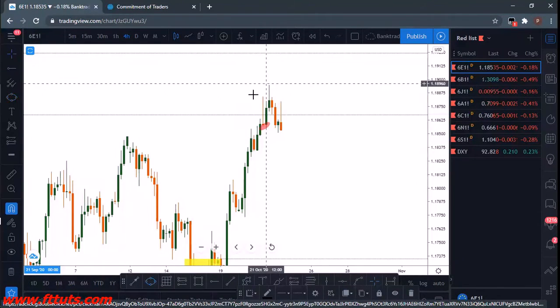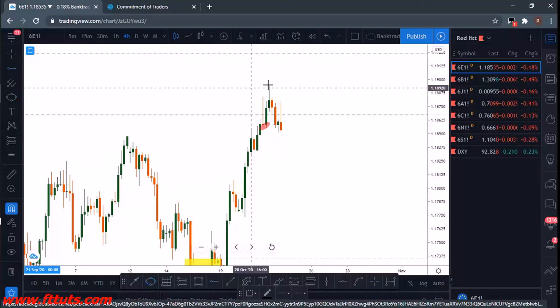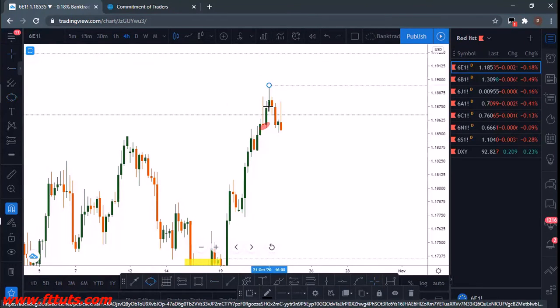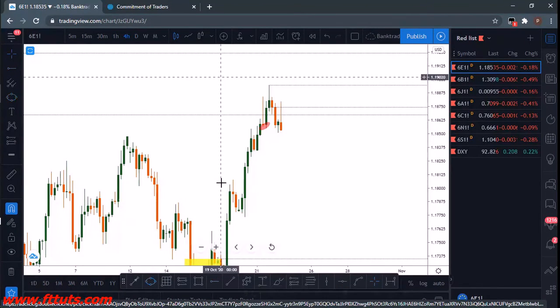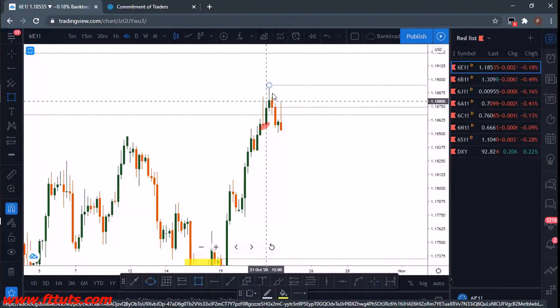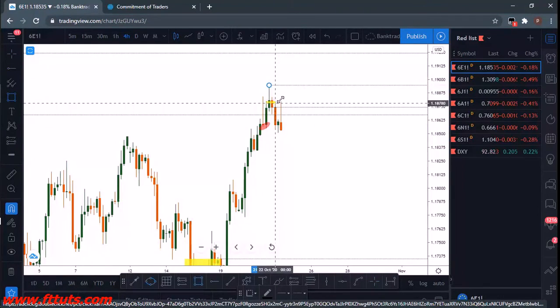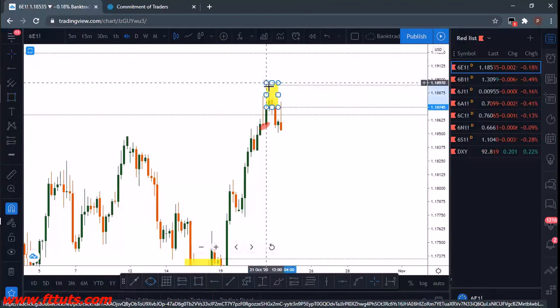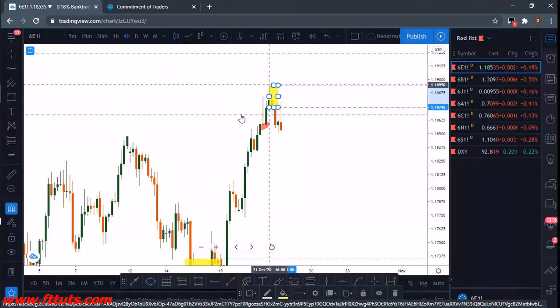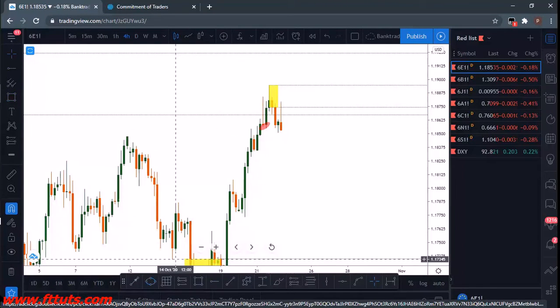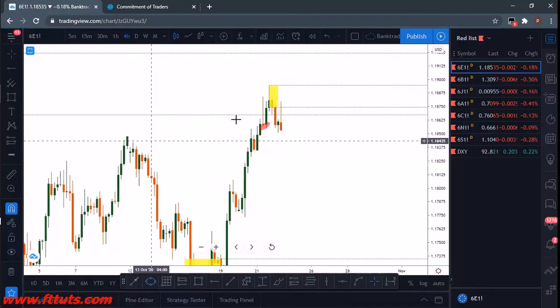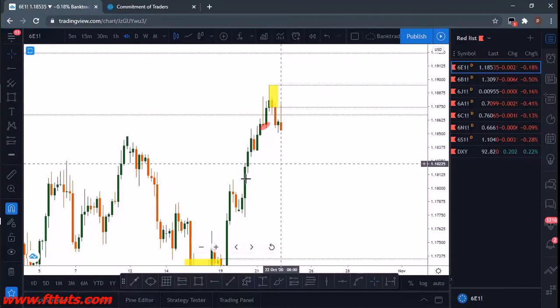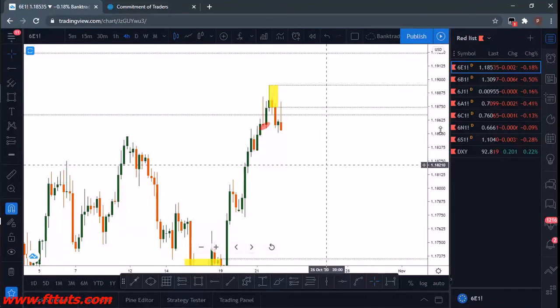So this could be our 4 hour. It has already been tested, but this is what was going to be our 4 hour area. Price has already tested that area. So if you were looking at EURUSD or any other euro pair, you could have gotten maybe a trade on this daily area here.